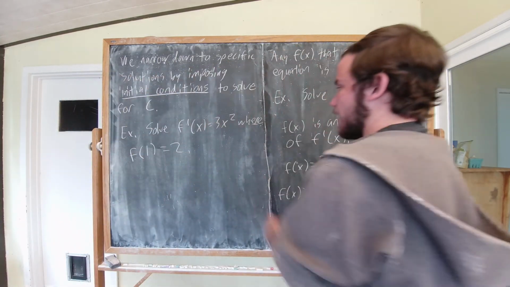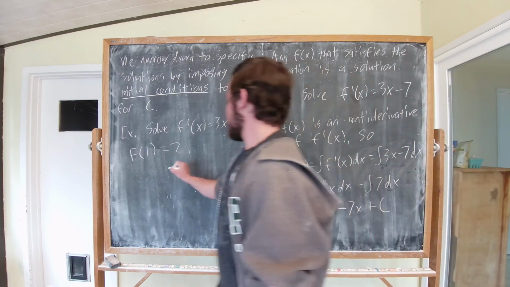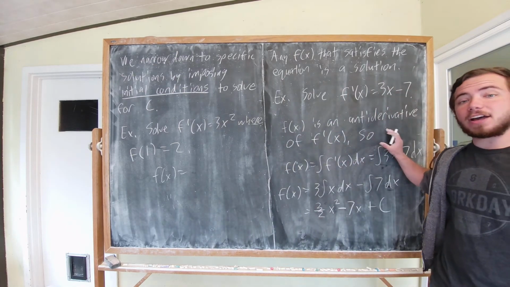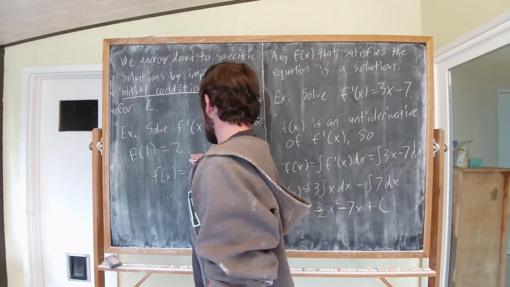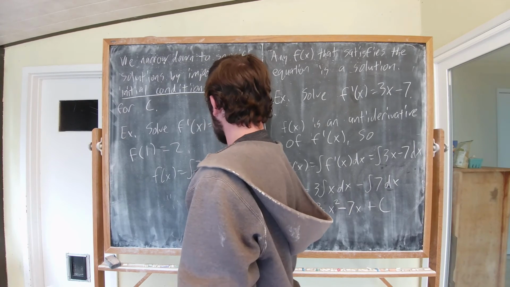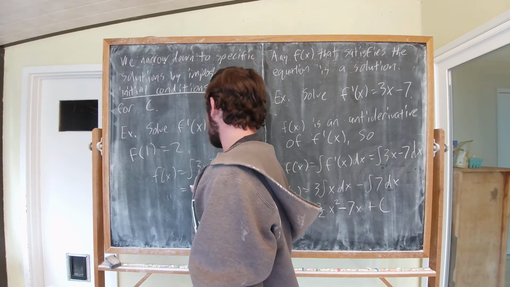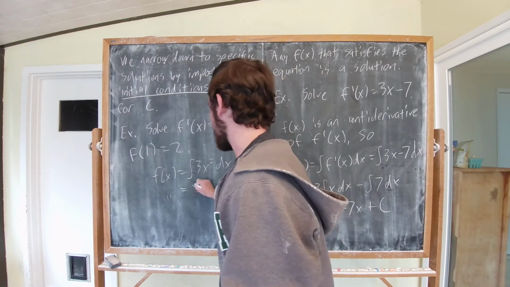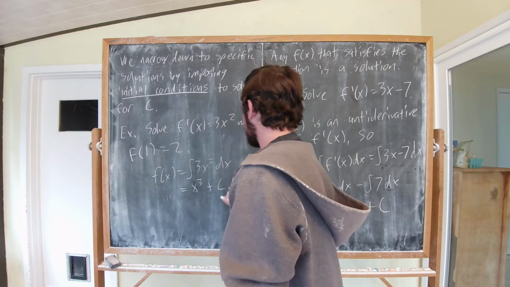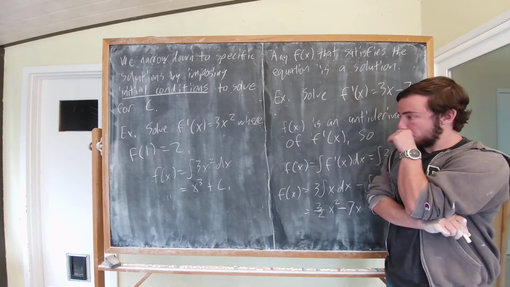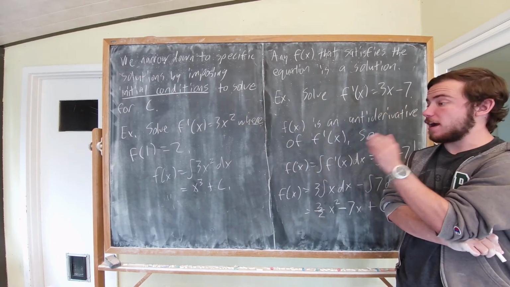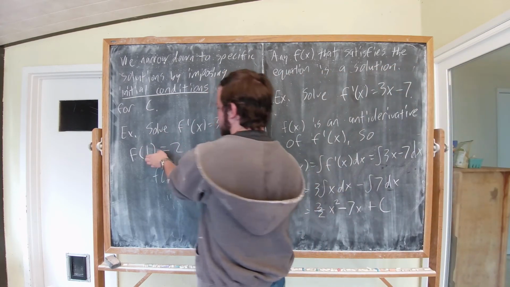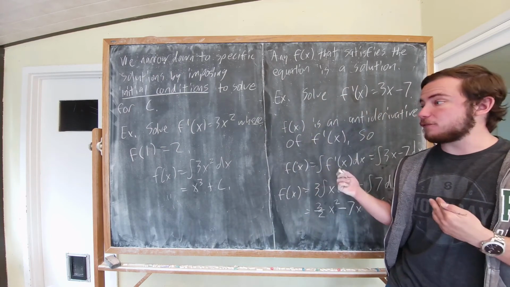So in this case, f prime of x is 3x squared. So f of x, for the exact same reason as over here, is going to equal the integral of 3x squared dx, which is equal to 3 times 1/3 is 1. So this will just be x cubed plus c. Alright, so we have f of x is equal to x cubed plus c. We don't know what c is, but we do have this initial condition. I know that f of 1 is equal to 2.